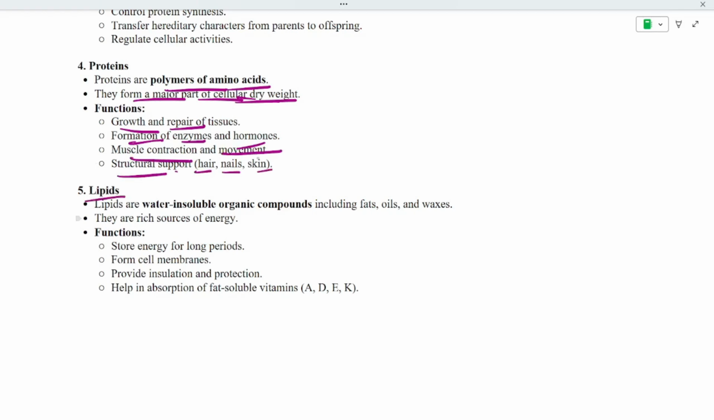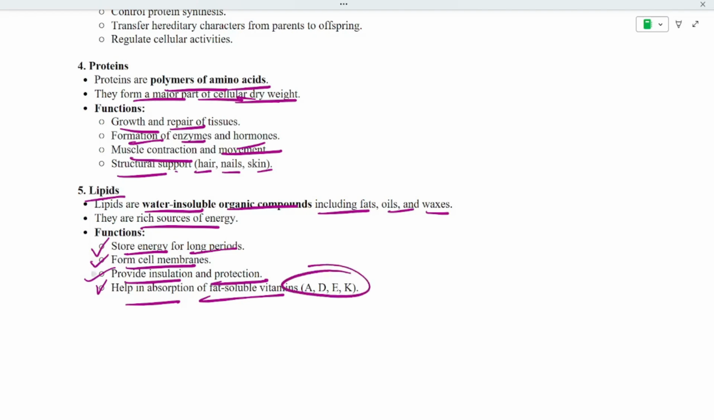Okay. Next is lipids. It is the water insoluble organic compounds including fat, oil and waxes. They are rich sources of energy. Next is store energy for long periods. It forms the cell membrane. It helps in the insulation and protection, and it is helping in absorption of fat soluble vitamins. There are two types, right? Fat soluble and water soluble. They help in absorption of that, and it provides the insulation and protection as well.